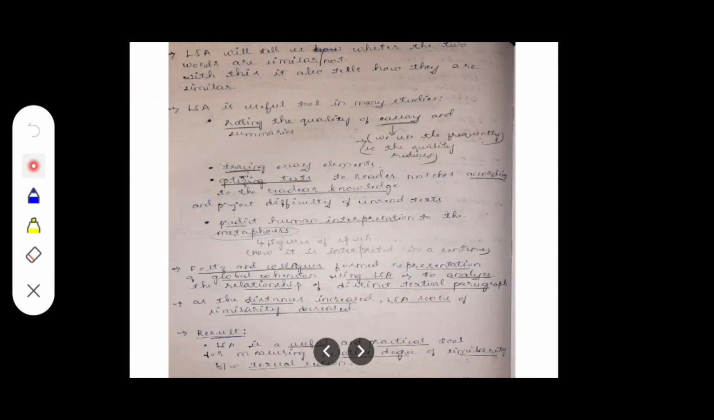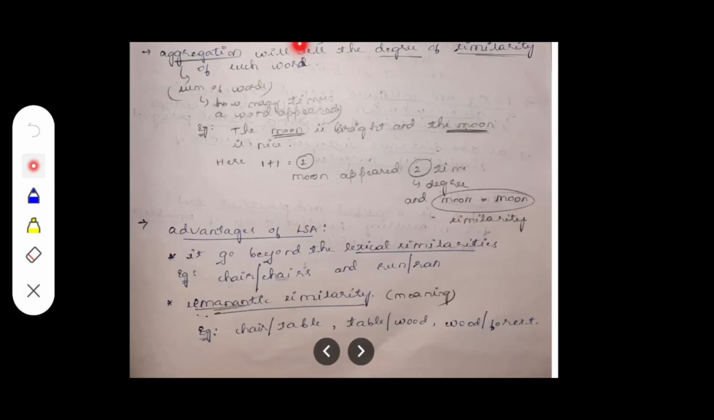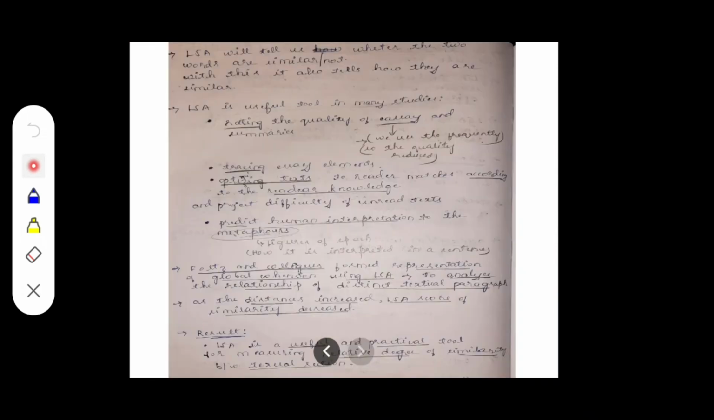In the next slide, LSA will tell us whether two words are similar or not. So that is what we have discussed here. LSA will tell whether the words are related to each other or not, the degree of similarity. Its main aim is to tell us whether the words are related or similar or not. But not only that, it is also going to tell how they are similar to each other.